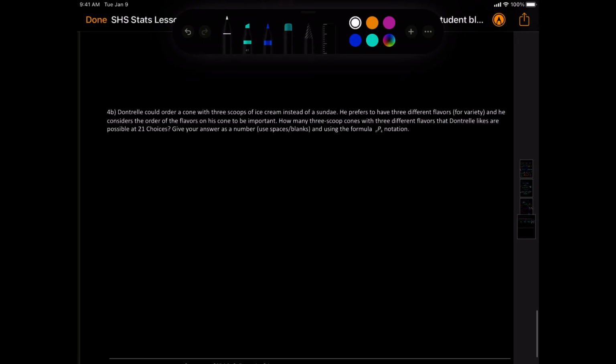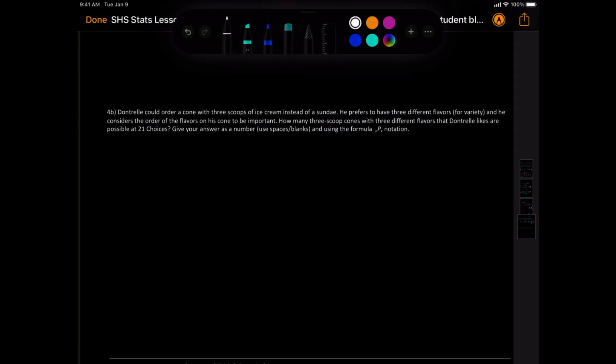All right, let's try 4B. Dontrell could order a cone with 3 scoops of ice cream instead of a sundae. He prefers to have 3 different flavors for variety, and he considers the order of flavors on his cone to be important. How many 3-scoop cones with 3 different flavors that Dontrell likes are possible at 21 Choices? Give your answer as a number. So you can use our method using spaces and blanks, and use the formula nPk, the permutations notation.